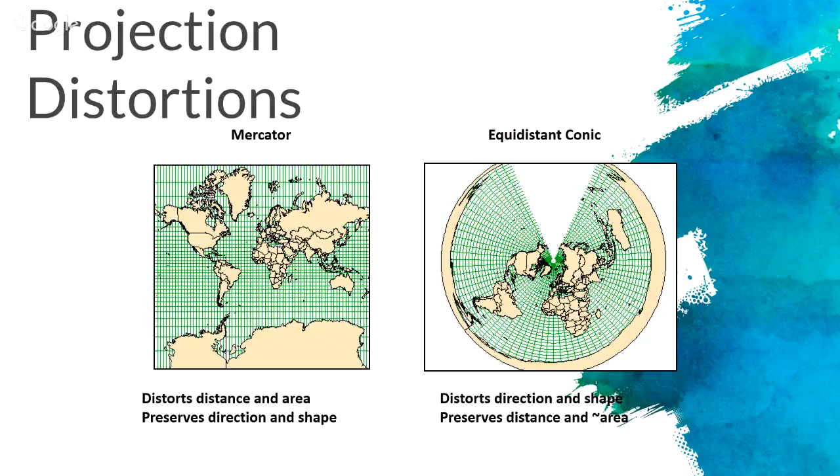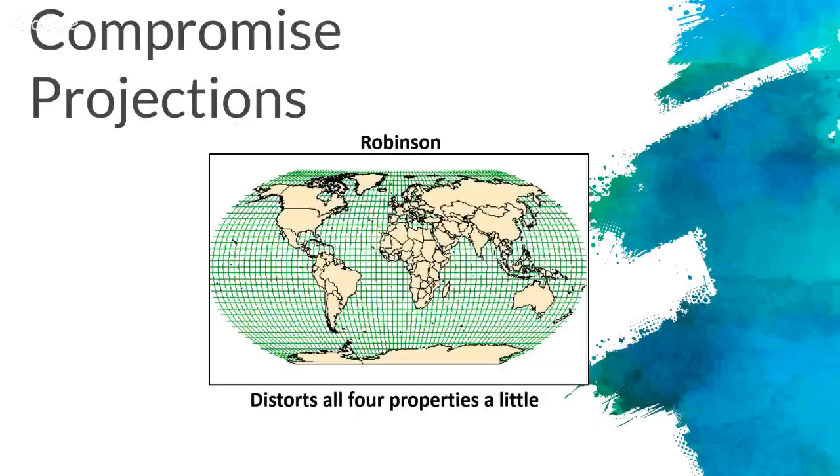Again, it's what area are you mapping and what are you trying to do? Are you trying to show how large of an area, or are you trying to have some kind of direction or shape? So there are trade-offs. And then the compromise projection is the Robinson, which distorts a little bit of all four properties. Because it distorts a little bit of everything, it kind of makes it the most useful projection, because it's the most accurate, I guess, to get that three-dimensional world onto a 2D plane.